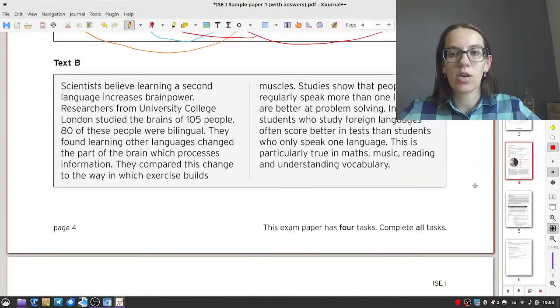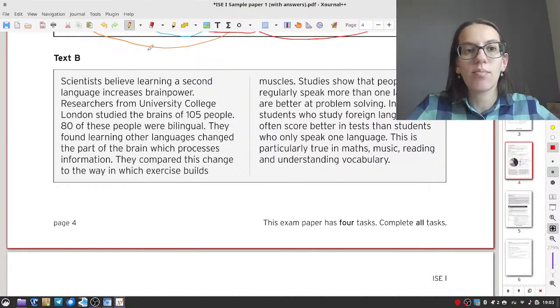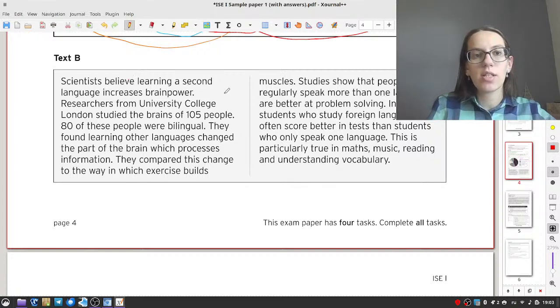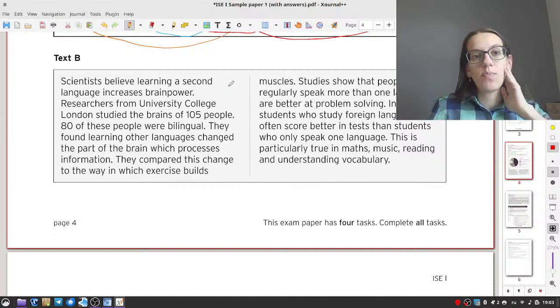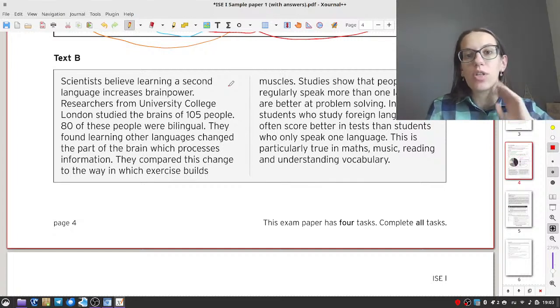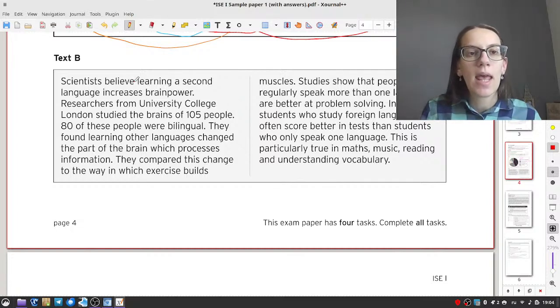Again, I encourage you, when you are actually doing the test, to take some notes right here, to underline things. In the actual exam you can do it. It's perfectly fine to do whatever you want with the test papers. They are only going to look at your answers. But if you need to take some notes or write on the paper, that's fine.